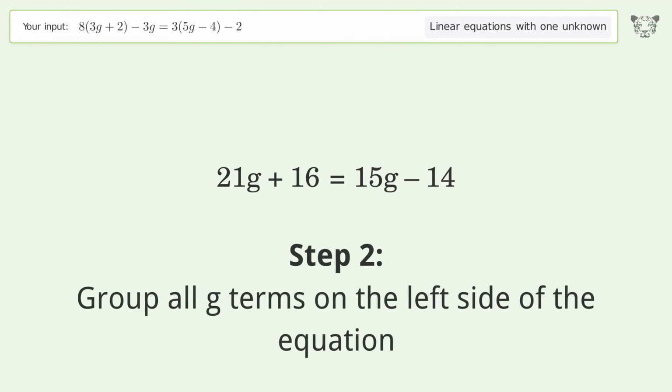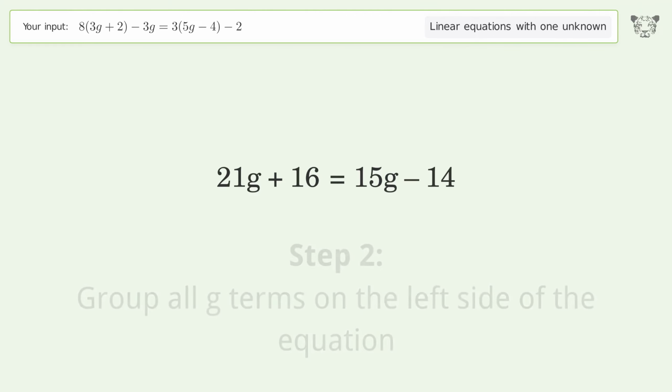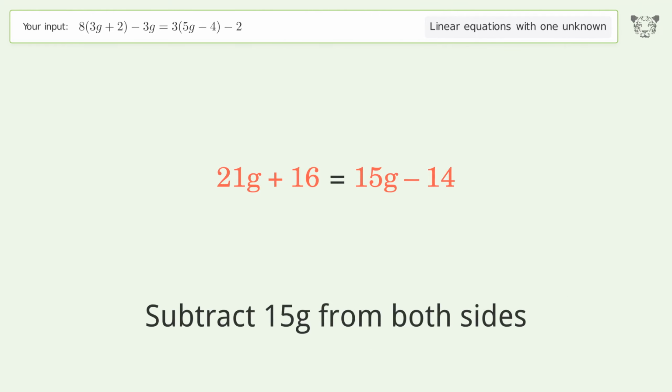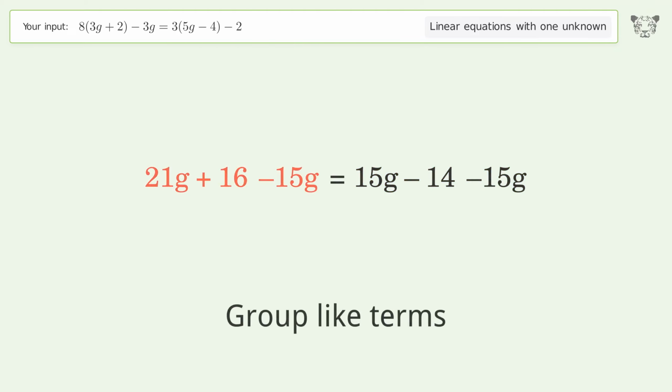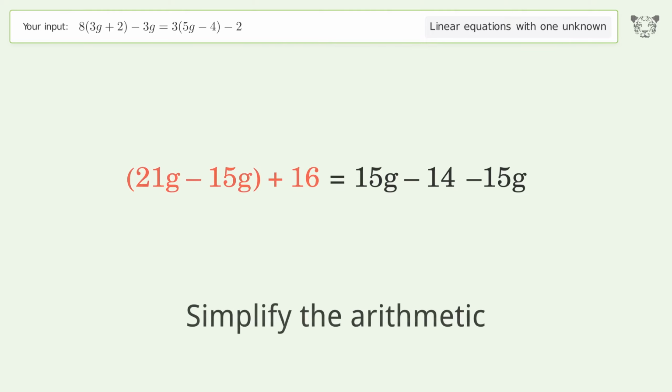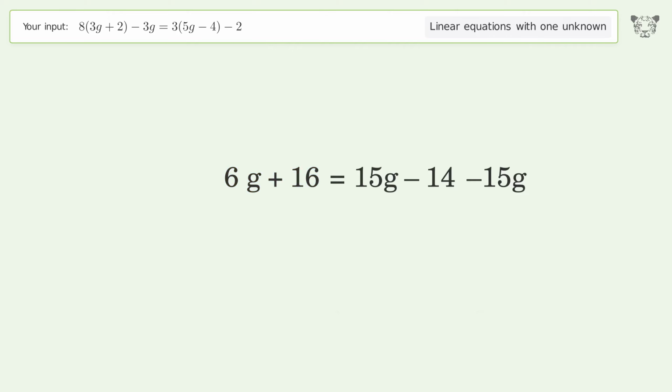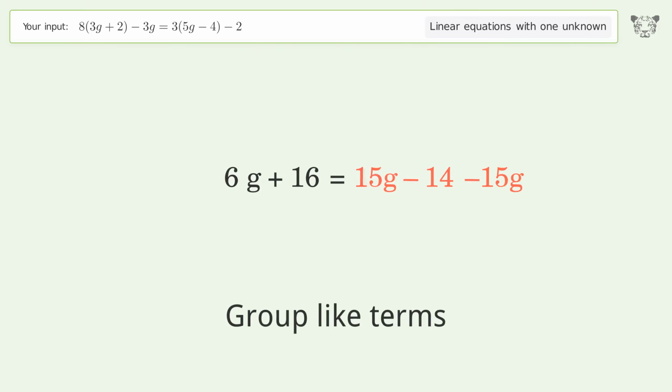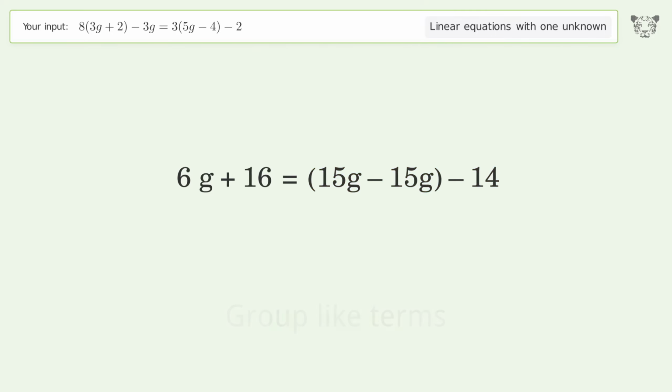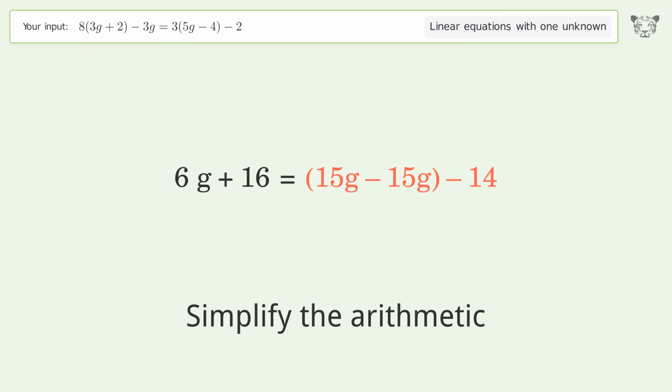Group all g terms on the left side of the equation. Subtract 15g from both sides. Group like terms. Simplify the arithmetic. Group like terms. Simplify the arithmetic.